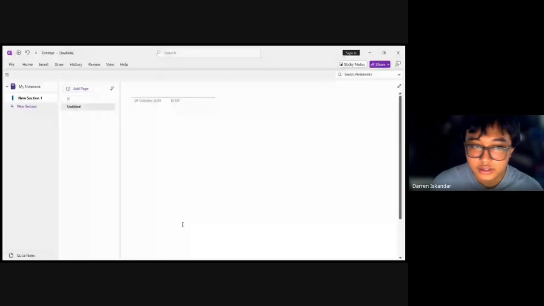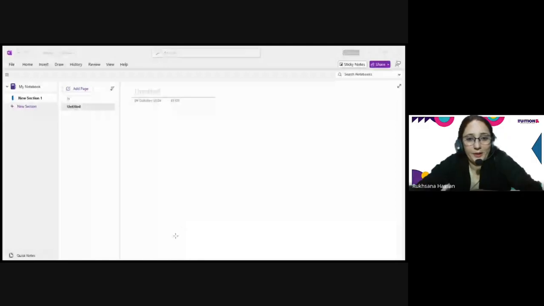Okay. Can you please confirm, is my screen visible or not? Right now, no. Is my screen visible right now? Now it's showing. Now it is loading from your end. Yes, now it is. Okay.